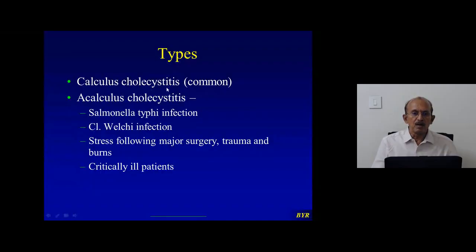So the most common form of cholecystitis is calculous cholecystitis. A rare form is called acalculous. That means cholecystitis can occur without calculus. This occurs usually in salmonella or typhoid infection, Clostridium welchii infection, then severe stress of the patient following any major surgery, trauma, and burns. They can develop cholecystitis, and also in critically ill patients. Yes, gallstone ileus means intestinal obstruction due to gallstone. You are right.